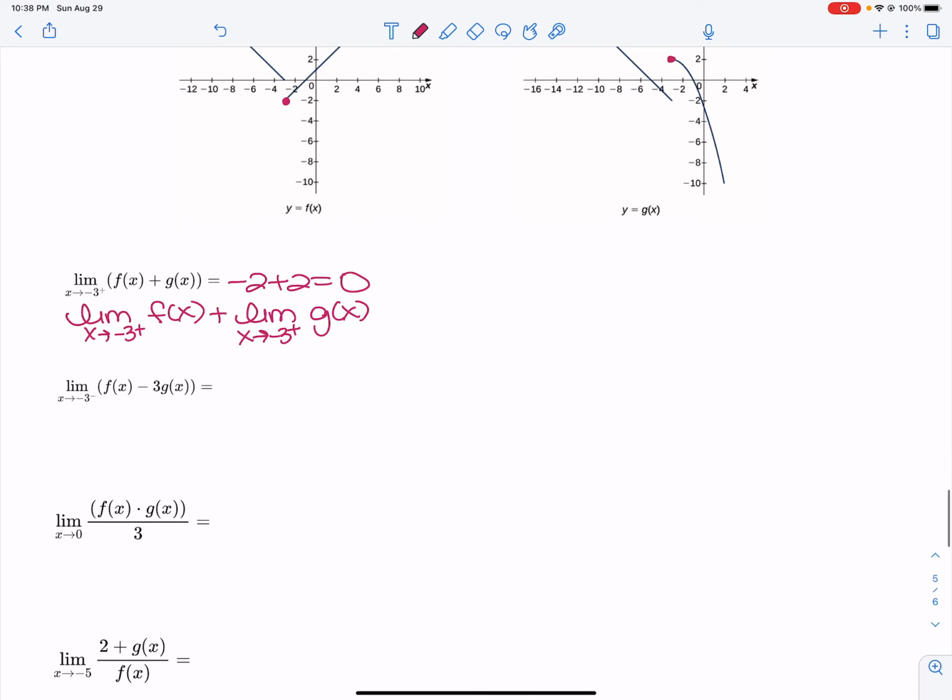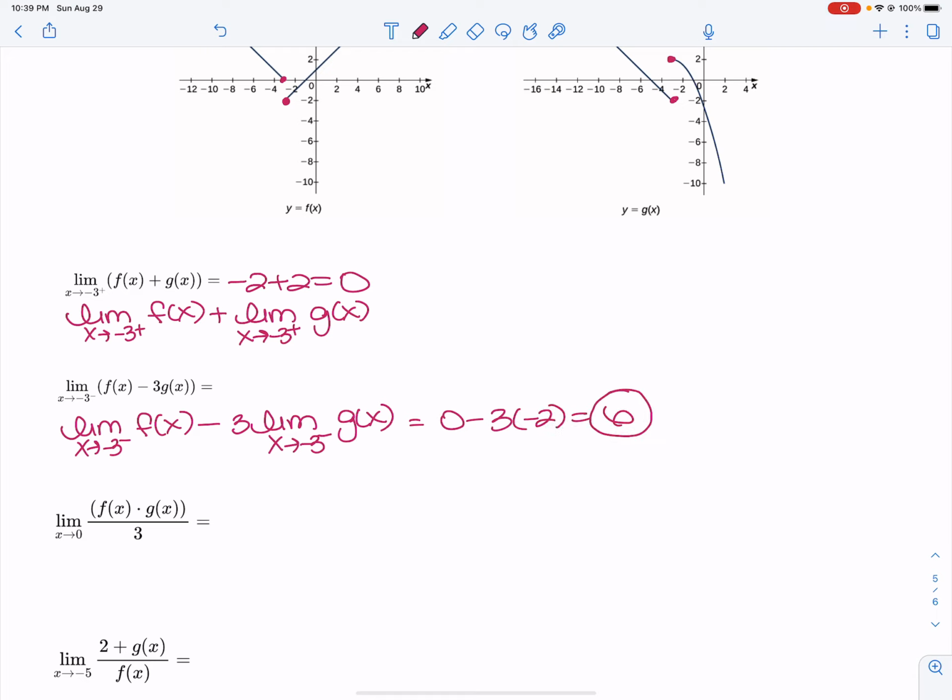I could do the exact same thing here: the limit as x approaches negative 3 from the negative side of f of x, minus 3 times the limit as x approaches negative 3 from the negative side of g of x. So I would have been down here at negative 2 for my g of x, and I would have been at 0 for my f of x. So I would have 0 minus 3 times a negative 2, which would have given me a positive 6.